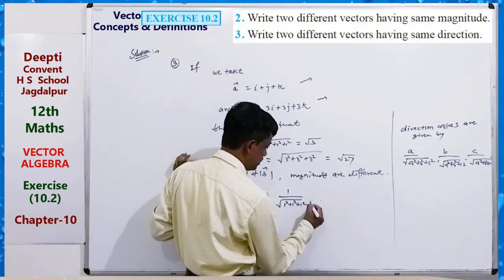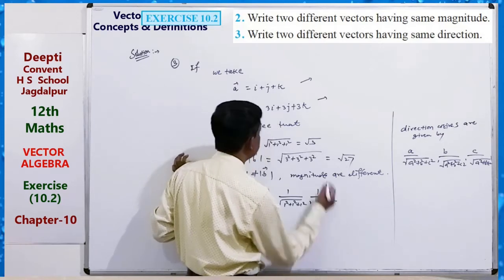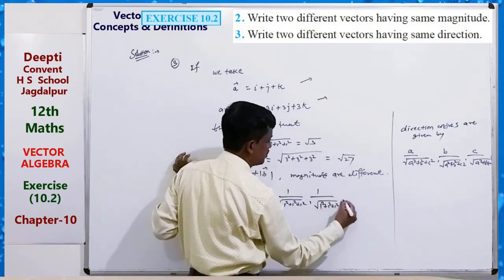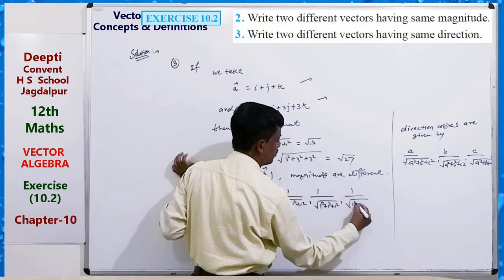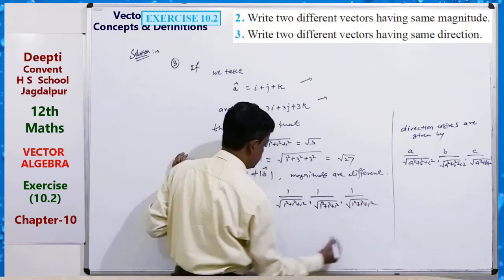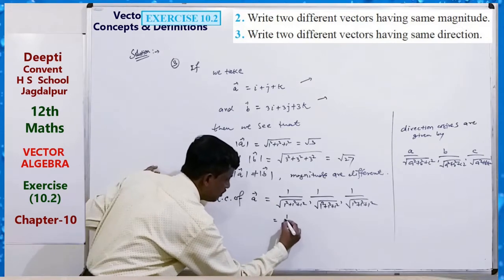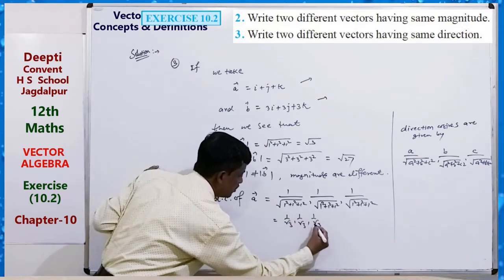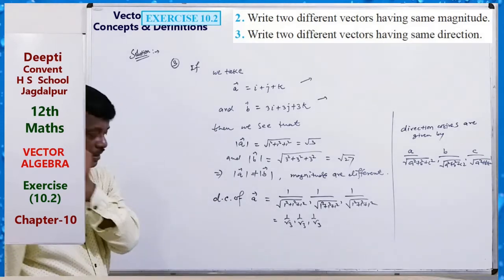Just like this: 1 upon root of 1 square plus 1 square plus 1 square. That is 1 by root 3, 1 by root 3, 1 by root 3. Clear?